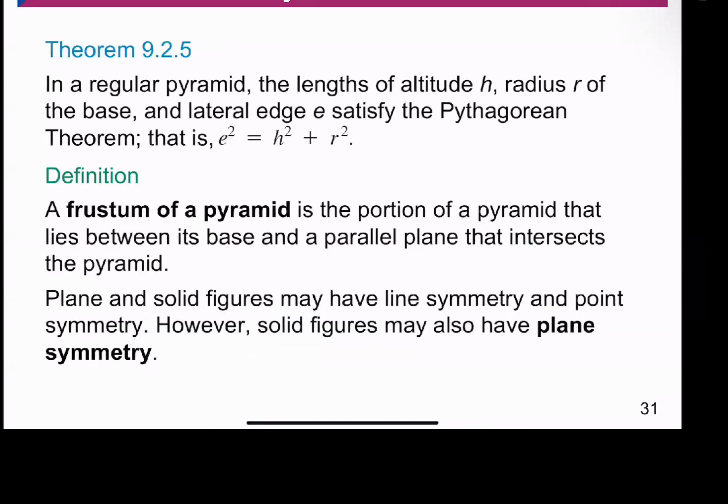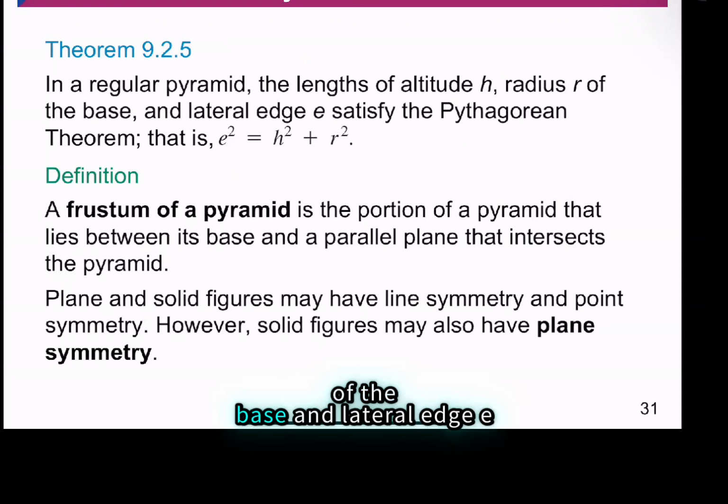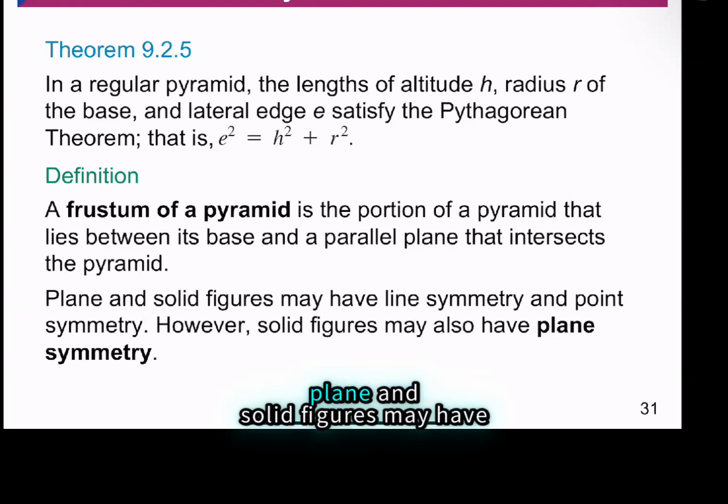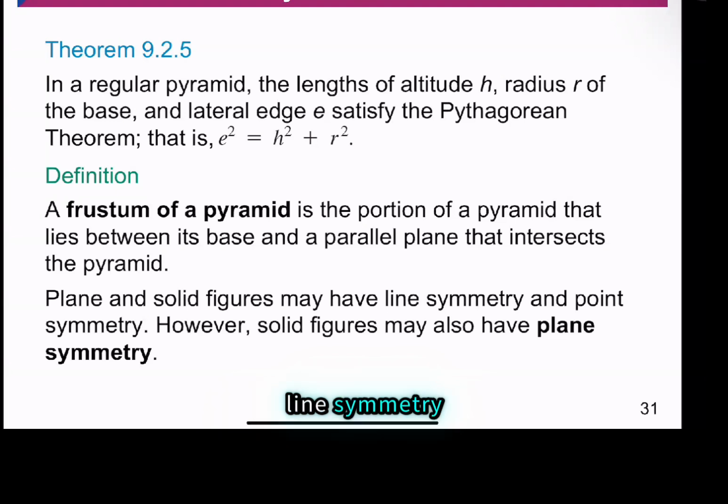In a regular pyramid, the lengths of altitude h, radius r of the base, and lateral edge e satisfy the Pythagorean theorem, that is, e squared is equal to h squared plus r squared. The frustum of a pyramid is a portion of a pyramid that lies between its base and a parallel plane that intersects the pyramid. Plane and solid figures may have line symmetry and point symmetry.